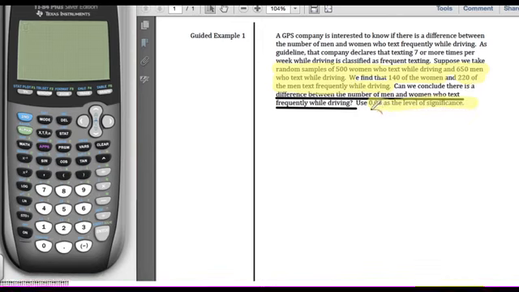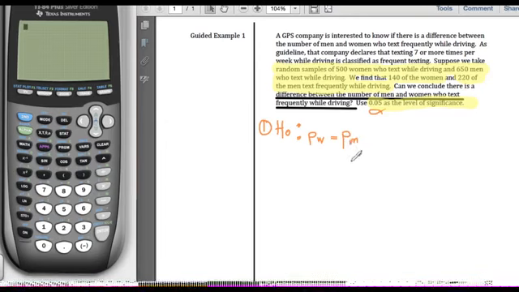I know that 0.05 is my alpha. So to go through my steps, step 1, I need to give HO and HA. HO assumes the 2 groups are equal. So I'm going to say PW for the women's group is equal to PM for the men's group. I'm assuming that men and women are equal in texting frequently. One group doesn't text more than the other.